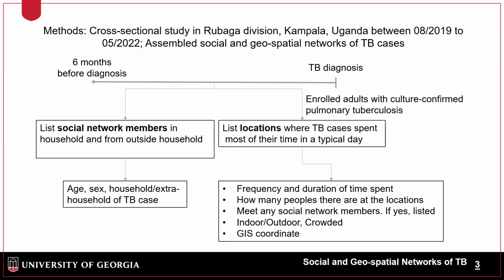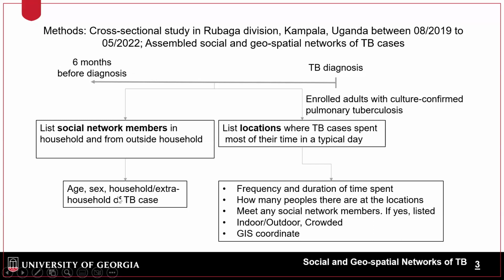We performed a cross-sectional study of tuberculosis cases in Rubaga division of Kampala, Uganda, between August 2019 and May 2022. We used network methods to assemble the social and geospatial network of TB cases. We enrolled adults with culture-confirmed pulmonary tuberculosis. We asked TB cases to list their social network members and the locations where they spent most of their time over the past 6 months before diagnosis.